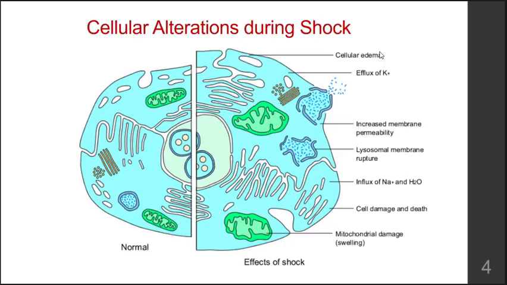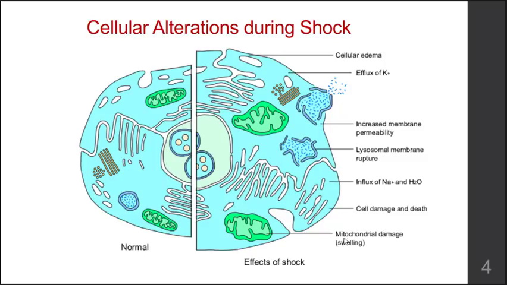Some of the events to point out: there is cellular edema that's caused by alteration in transport of sodium and water due to lack of ATP. Remember the importance of having oxygen available for ATP production. There's going to be increased membrane permeability and rupture of lysosomes. Because lysosomes contain very powerful digestive enzymes, these enzymes can be released intracellularly and have very damaging effects.